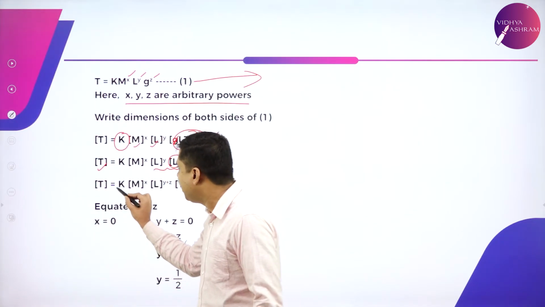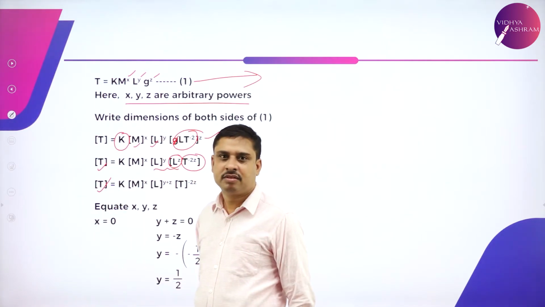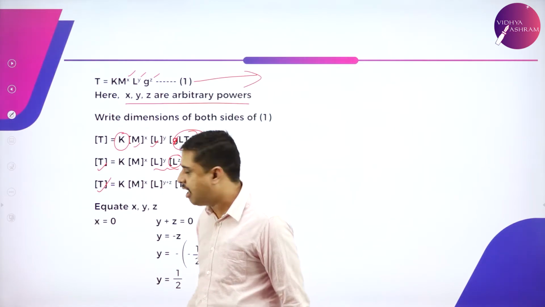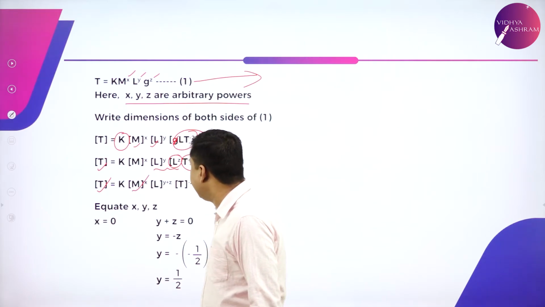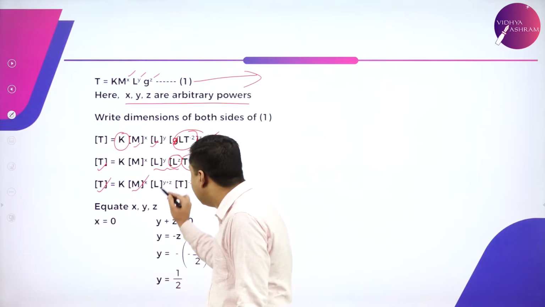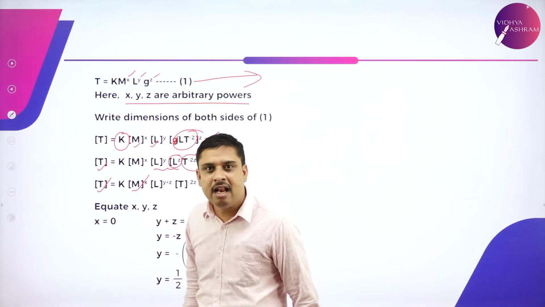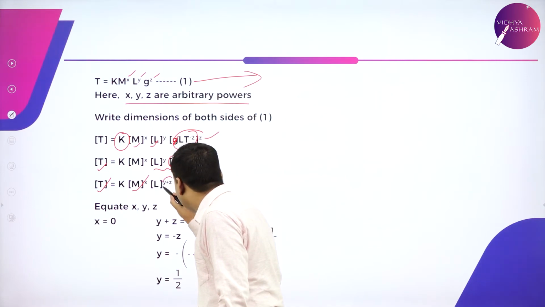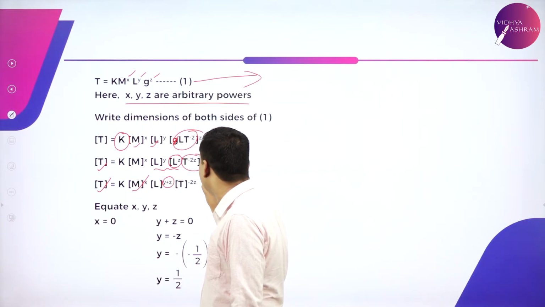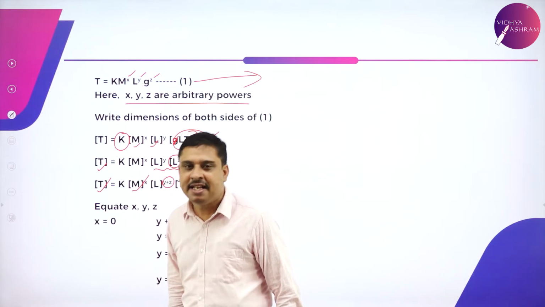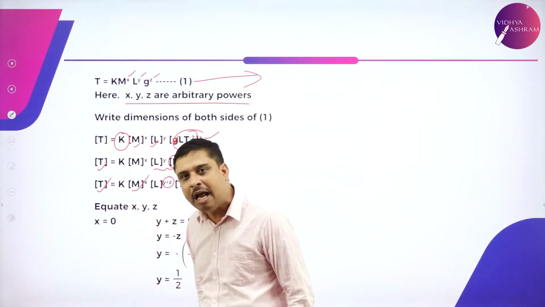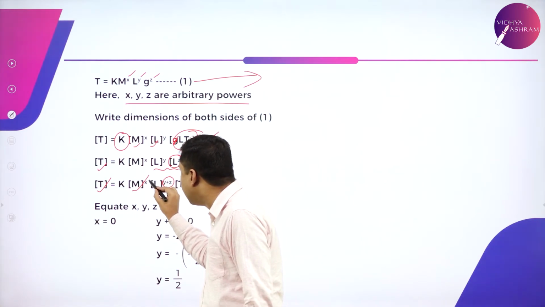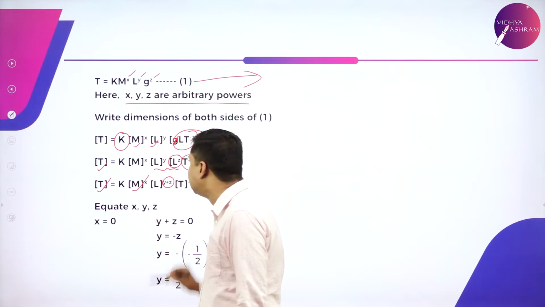So you observe here, left hand side, dimensions of time, K constant, M to the power x. Now this is L, this is L. The base is the same. Power is added: y plus z, T to the power minus 2z. Now, I will equate the powers of x, y, z.